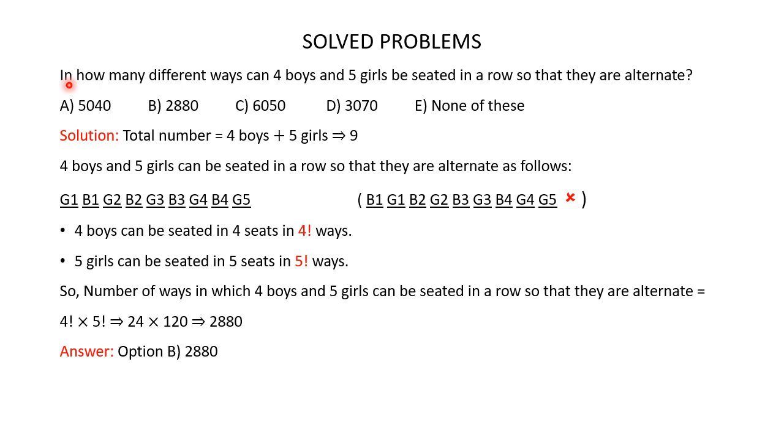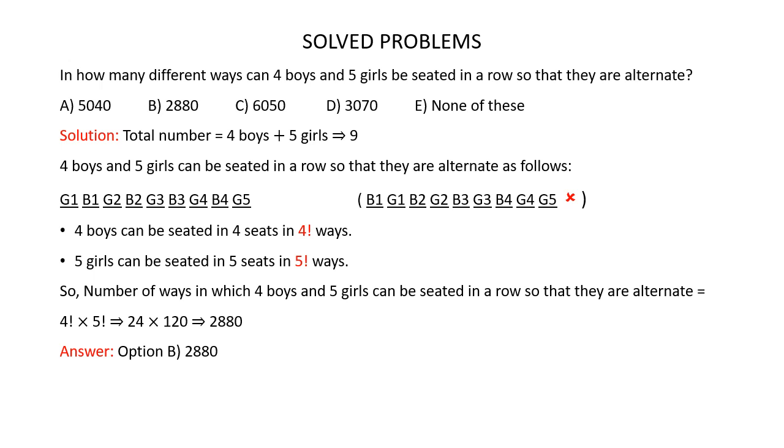In how many different ways can four boys and five girls be seated in a row so that they are alternate? Here you are given five options and you have to find out which of these options is the correct one. So it's given that there are four boys and five girls. So the total number is 9.